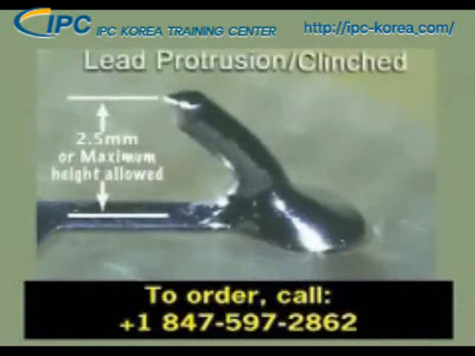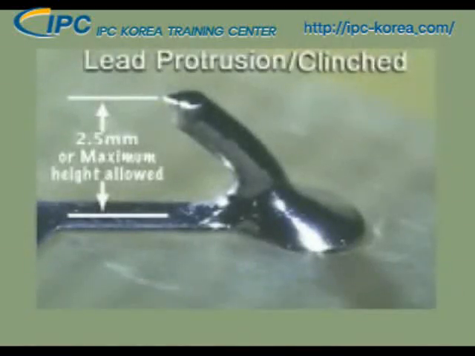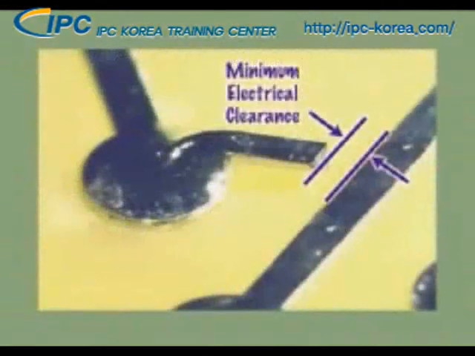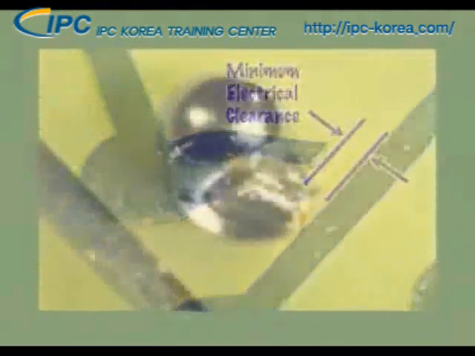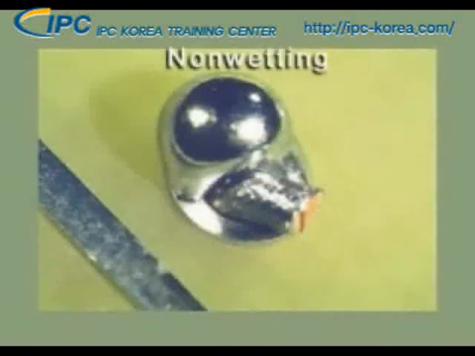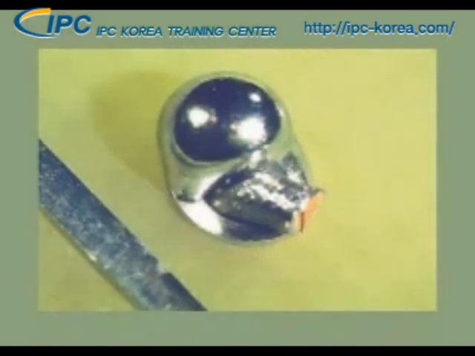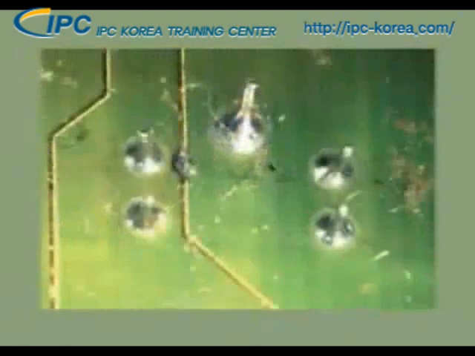For clenched leads, the lead protrusion requirements are the same as we just discussed for straight leads. It is also a defect if the lead is clinched toward an electrically uncommon conductor, reducing the remaining gap below the required minimum electrical clearance. Now let's look at non-wetting. Notice that the solder has not adhered to either the lead or the land. Complete non-wetting is a defect for all through-hole solder joints.